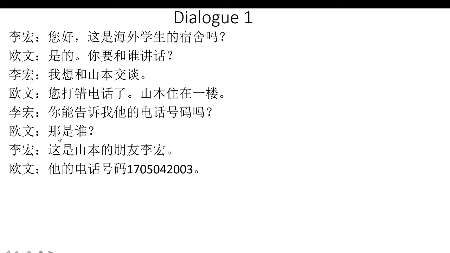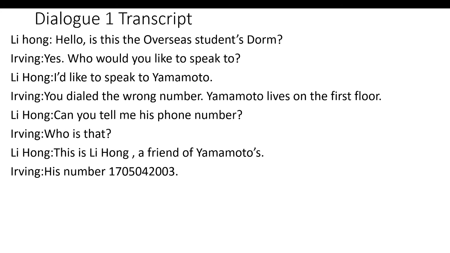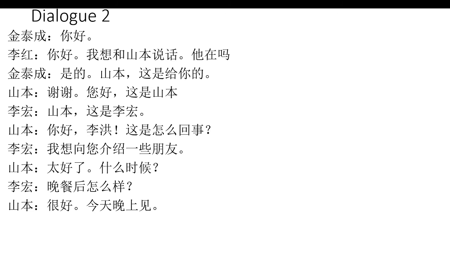那是谁? Who is he? 这是申本的朋友李红。This is 申本 friend Li Hong. 他的电话号码是 17054200003. His phone number is 1705042003. This is the transcript of dialogue one. Let's move to dialogue two.